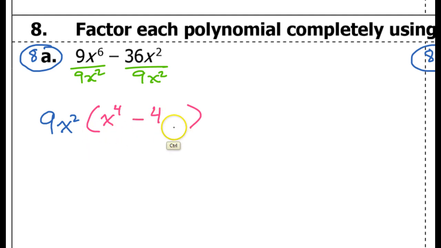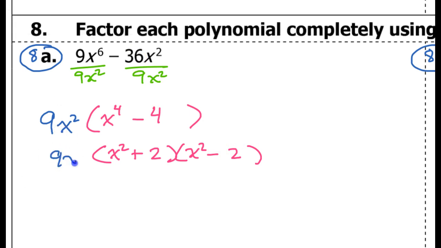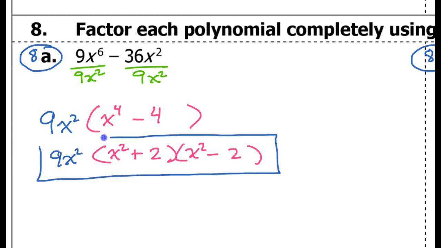Now, look at this red part. This is now the difference of squares. 4 is a perfect square. So, let's keep going, and we will break this down. We will factor this using the difference of squares pattern. So x to the 4th power will become x squared times x squared. We will have 1 plus and 1 minus, as we always do for difference of squares. And then 4 can be factored as 2 times 2. Please do not forget to bring down the GCF of 9x squared that you pulled out in the first place. So this is the final answer for 8a.